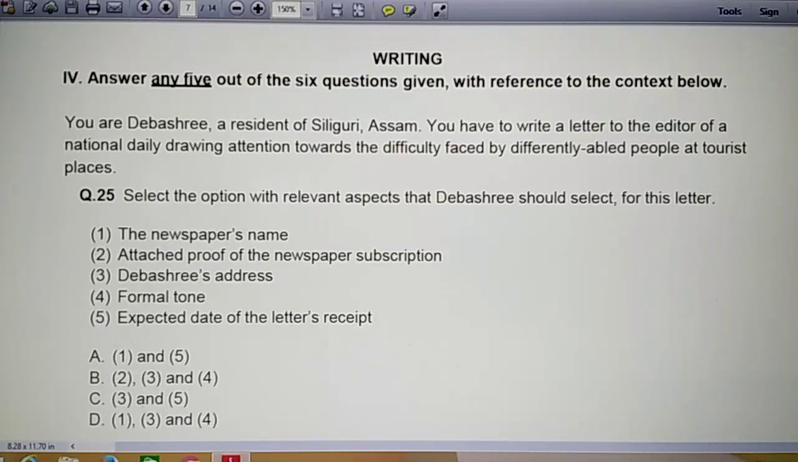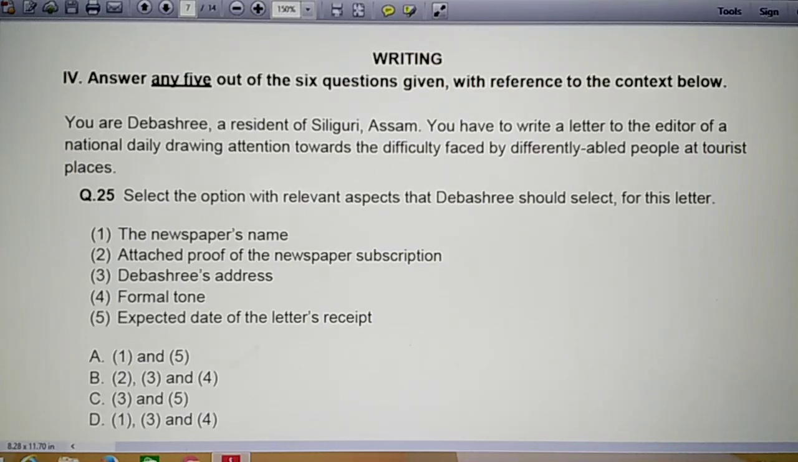Now let us talk about writing section. Answer any 5 out of the 6 questions given with reference to the context below. You are Debashri, a resident of Siliguri, Assam. You have to write a letter to the editor of a national daily drawing attention towards the difficulty faced by differently abled people at tourist places.